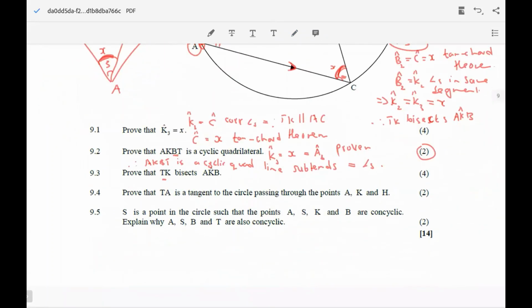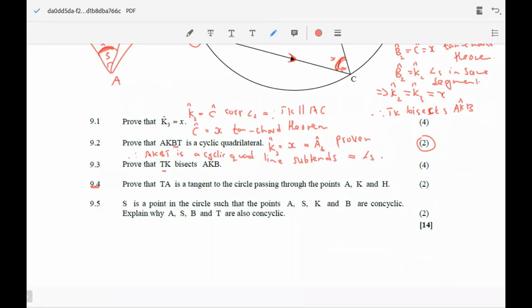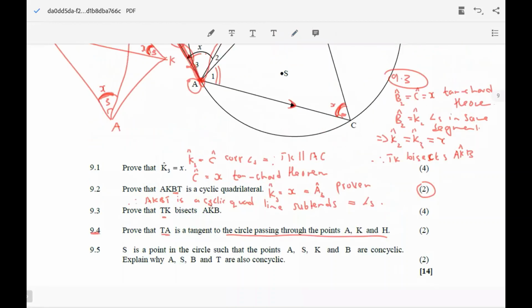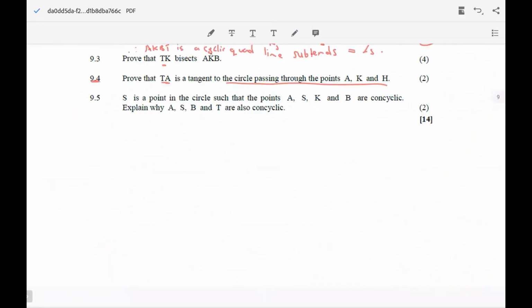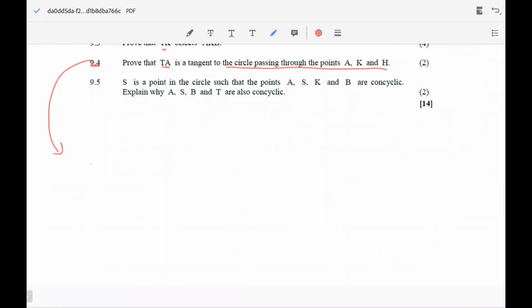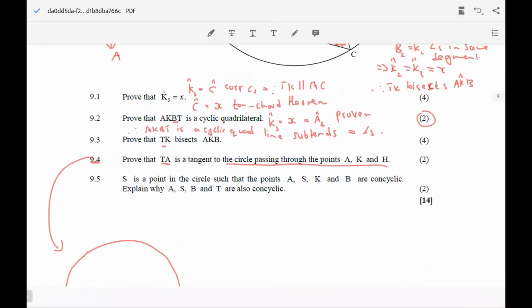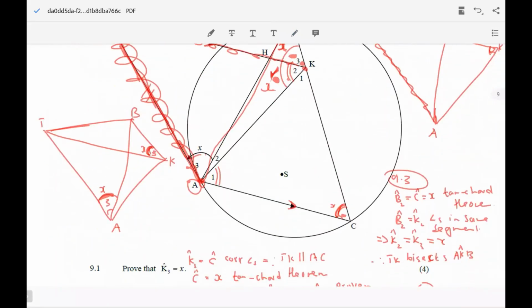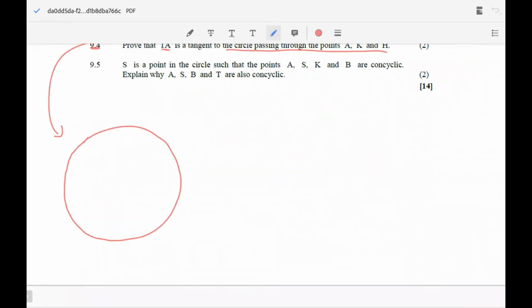And then 9.4, we are almost winding up. 9.4, prove that TA is a tangent to a circle passing through A, K and H. With this kind of question, it's better for you to sketch a simple circle outside and then position those points, the A, the K, and the H. So if I put my A here, then my K should be somewhere here, and the H somewhere there. It's a circle passing through A, K, H.